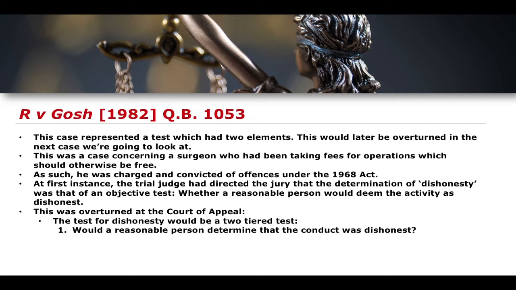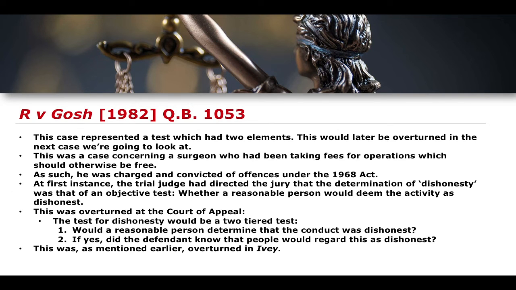This is the first element that was in fact directed by the jury at the trial judge, but the trial judge didn't add this second element that the Court of Appeal did. They said that if yes, did the defendant know that people would regard this as dishonest? That is the second element of the test that is added by the Court of Appeal. Again, as mentioned earlier, this would be overturned in the case of Ivey. So let's move on then.